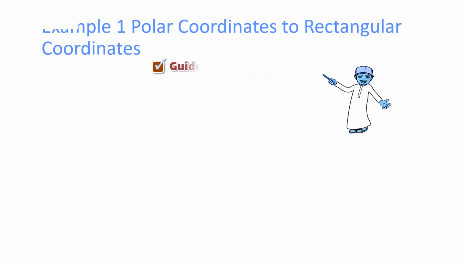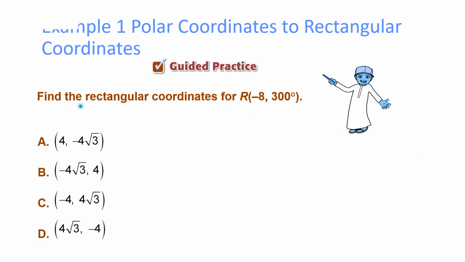So example 1, just guide your practice. Find the rectangular coordinates for R(-8, 300 degrees). So you've got 4 options. Once you're done, just come back and have a look at your answer. The correct answer is C, negative 4, 4 square root 3.